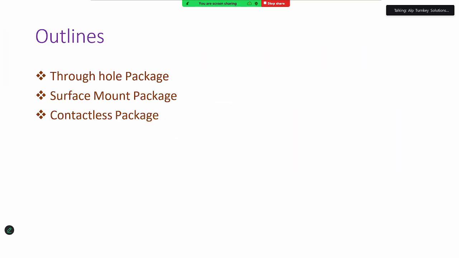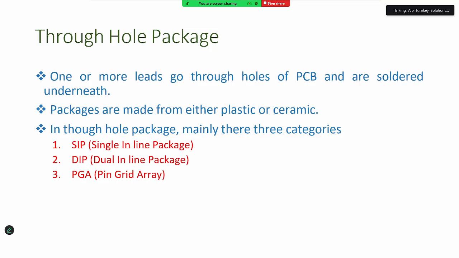Packaging technology. There are hole package, surface mount package, and contactless package. Hole package means, in your BTech, you already saw SIP, dual inline package, and PGA package. Basically you will use the dual inline package. SIP means single inline package, where you have only a single line of IC leads. Dual inline package means the leads are on two sides, like the IC you already saw in the electronics lab or ECA lab.